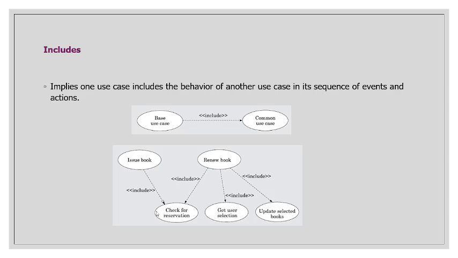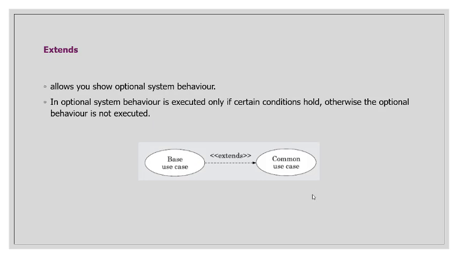So this check for reservation is used, the same use case is used in both issue book and renew book. That's why we have used this include stereotype here. So the next one is extends. It allows you to show the optional system behavior, and optional system behavior is executed only if certain conditions hold. Otherwise, the optional behavior is not executed.